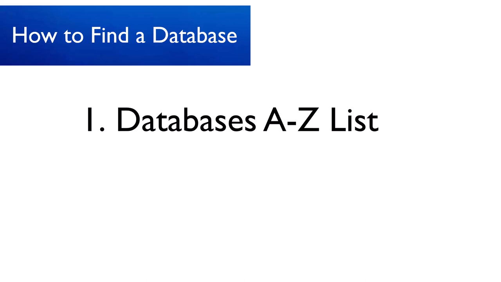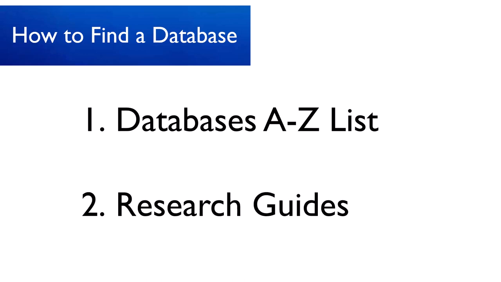There are 2 ways to find our library databases: the databases A through Z list and the library's research guides. Both methods begin on the library's main homepage here at library.csuci.edu. So let's take a moment and head on over there.